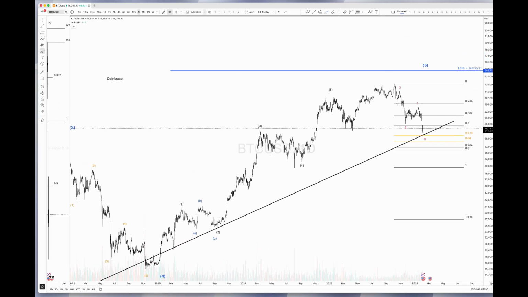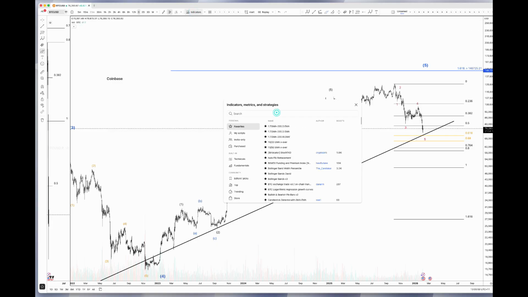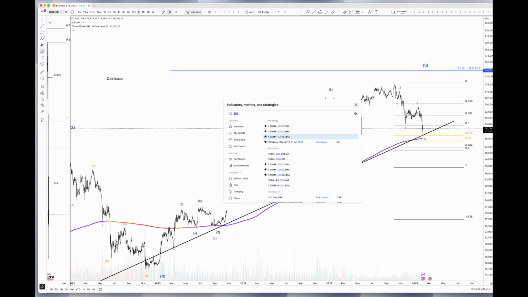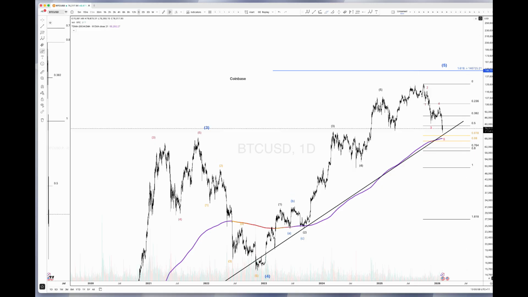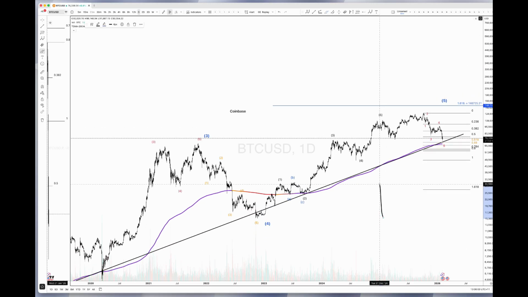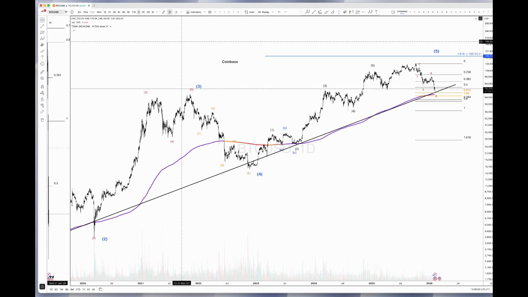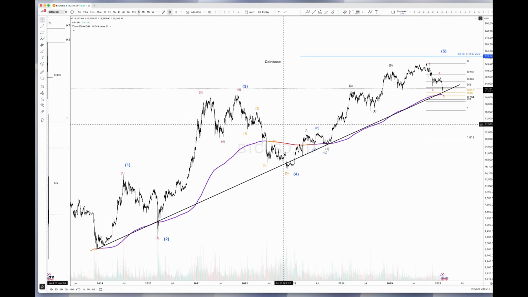So if we add in our, let's just add in our 200. We have our 200 weekly EMA. And you can see in the past, whoops, the 200 daily EMA, weekly, perfectly there.